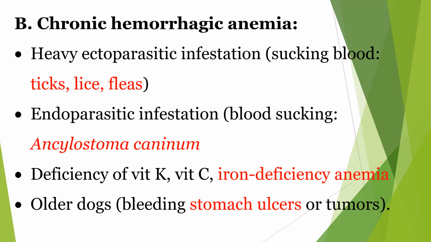Deficiency of the coagulating vitamin, vitamin K, vitamin C, and sometimes iron deficiency anemia, or hemorrhage produces iron deficiency anemia. Older dogs suffer from a very common disease, stomach ulcers, and they are continuously bleeding, and tumors also continuously bleeding, leading to chronic hemorrhagic anemia.